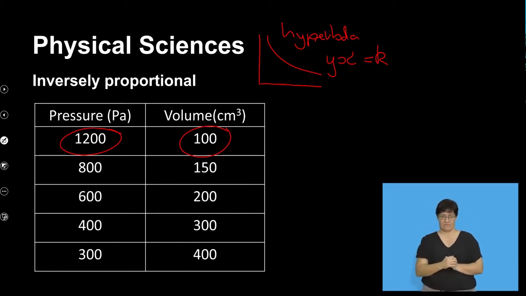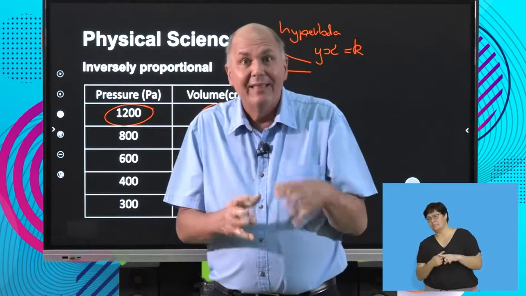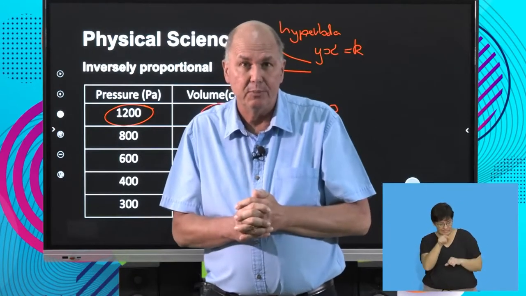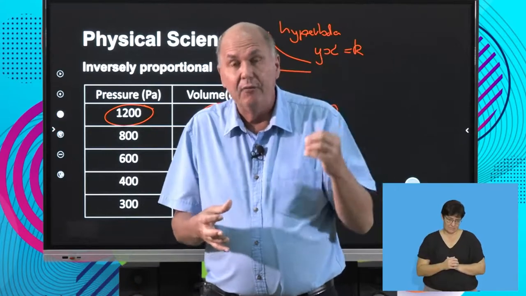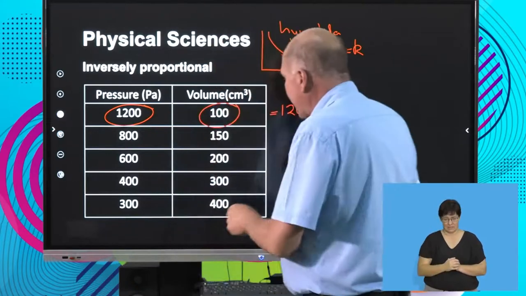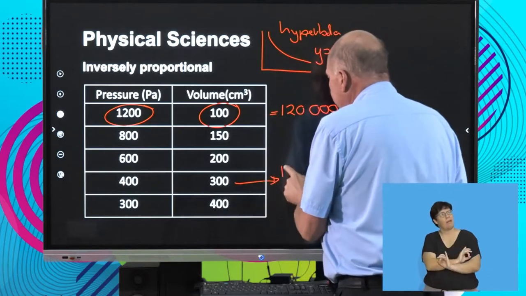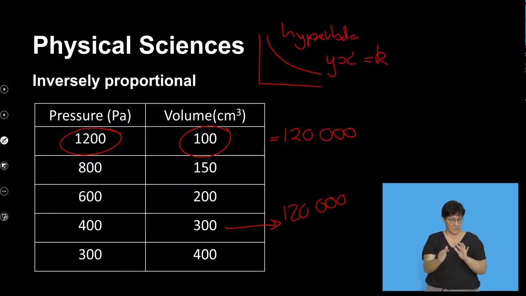So in this case, you could take all of these values and you could multiply them together, and you would find that you get 120,000. And whatever one of these values you did, you would get the same constant. That's another way of checking that it is an inversely proportional relationship. So looking at how the values change, but also by multiplying these together, you'll get a constant every time. And so we're convinced that this is an inversely proportional relationship.